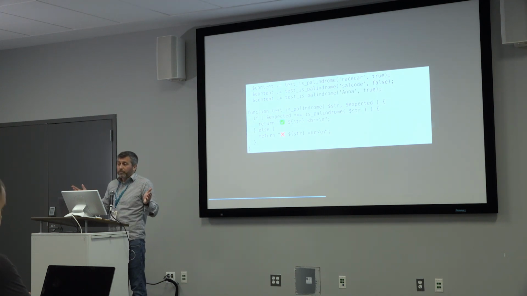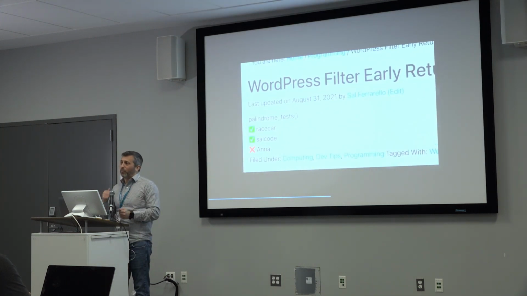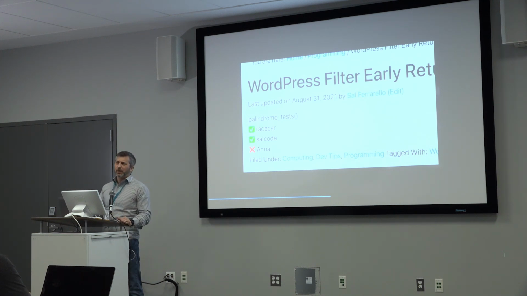Here's one right now, right? We're going to test Anna, and we expect that to be true. Anna is a palindrome. If I reverse it, it is the same. Great. No, it is not. It failed. But Anna's a palindrome. This should come back true.